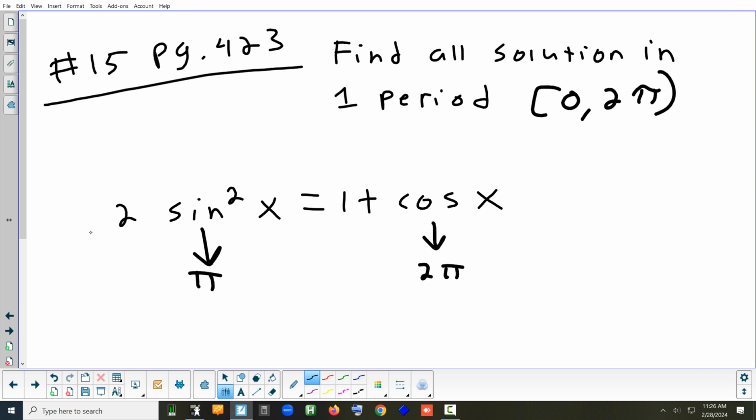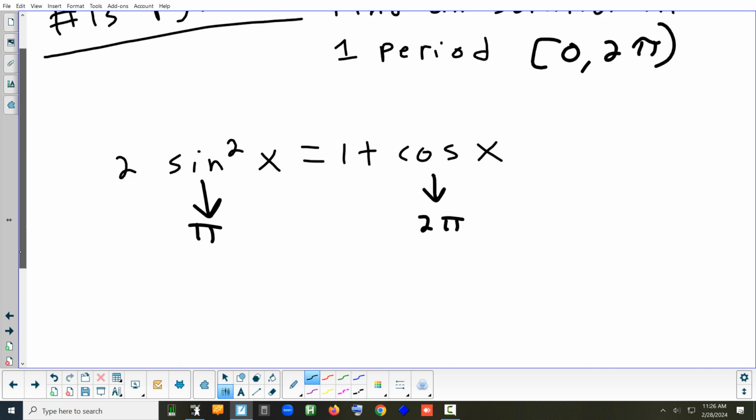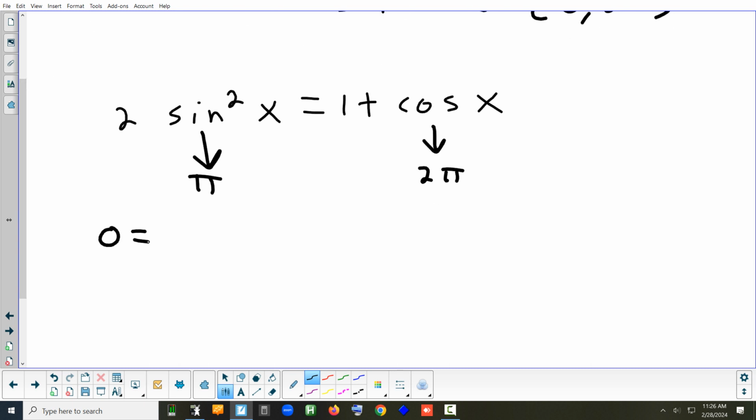You could subtract the 1 plus cosine and move everything to the other side. I'm going to put everything on the right side, for a very important reason you'll see in a second. You might be thinking, I thought you said you wanted the squared term positive. I do, so I'm going to put it on the right side. Watch what happens. If I move it over, I have negative 2 sine squared x plus cosine x plus 1.